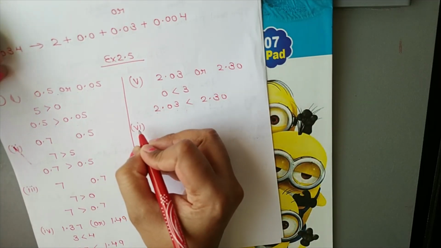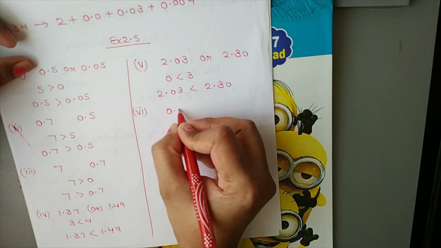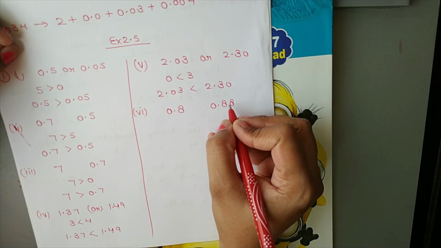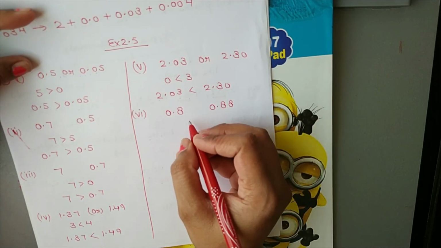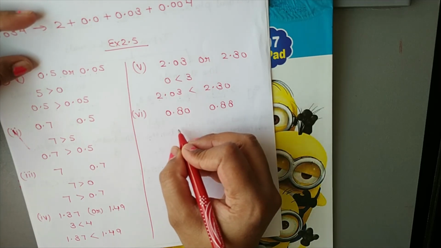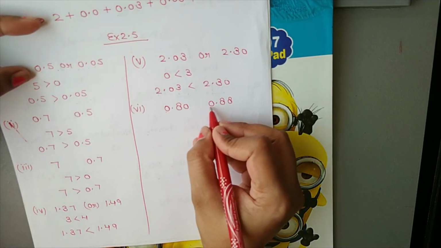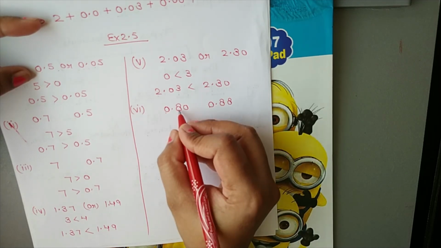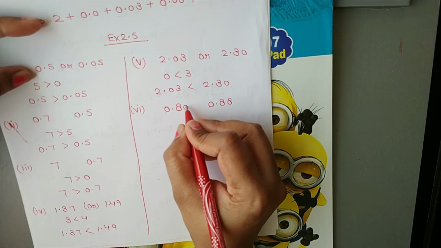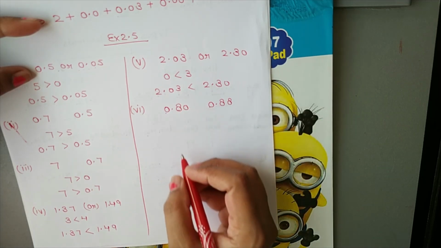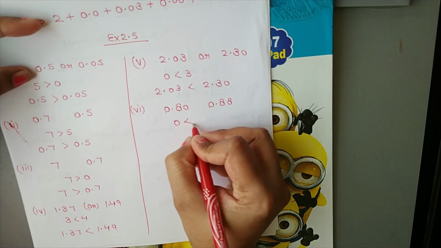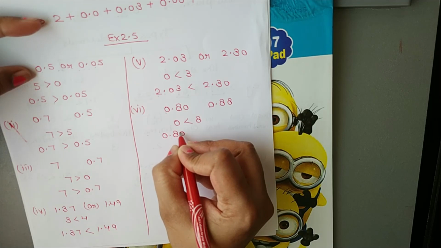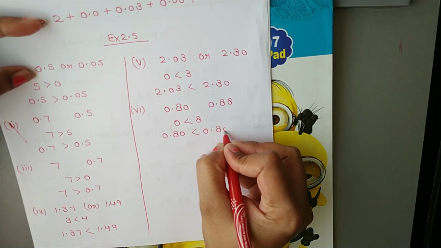Now 6th one, 0.8 or 0.88. Okay, so first we have to make the like decimal, so put 0. Then whole parts are equal, so we have to compare the 10th digit. So 10th is also equal. After that we have to compare the 100th digit. So 100th digit 2 is less than 8, so here 0.80 is less than 0.88.